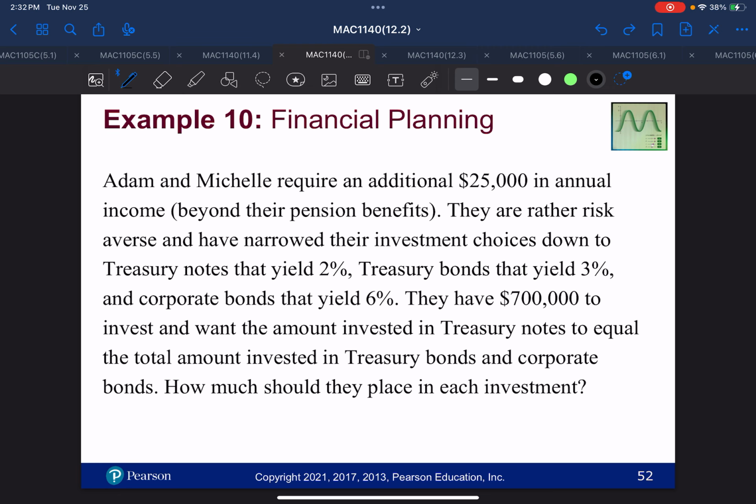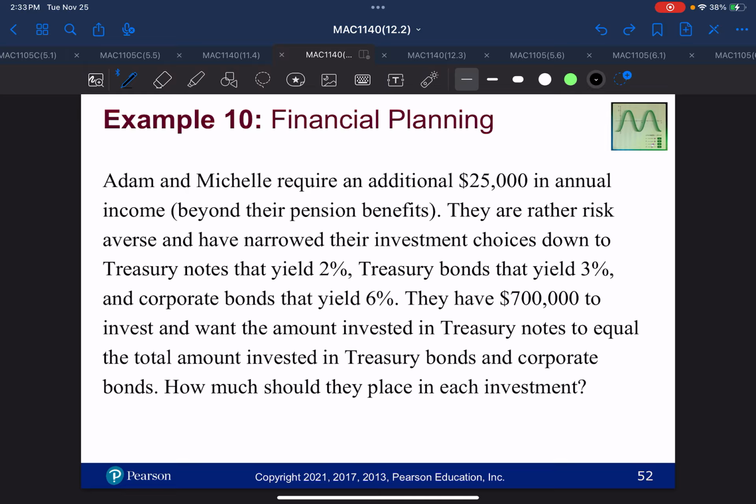So this says that Adam and Michelle require an additional $25,000 in annual income beyond their pension benefits. They are rather risk averse and have narrowed their investment choices down to treasury notes that yield 2%, treasury bonds that yield 3%, and corporate bonds that yield 6%. They have $700,000 to invest and want the amount invested in treasury notes to equal the total amount invested in treasury bonds and corporate bonds. How much should they place in each investment?